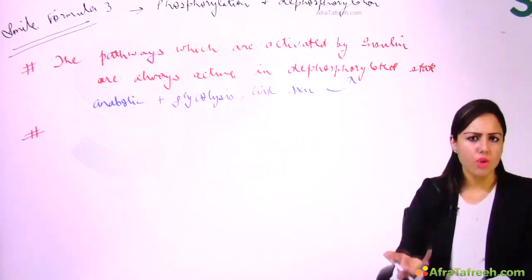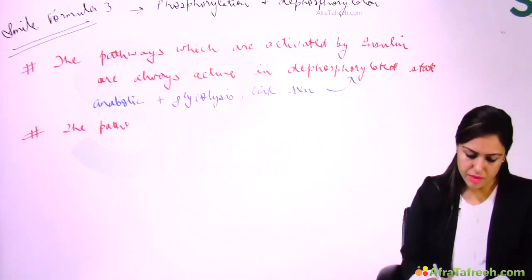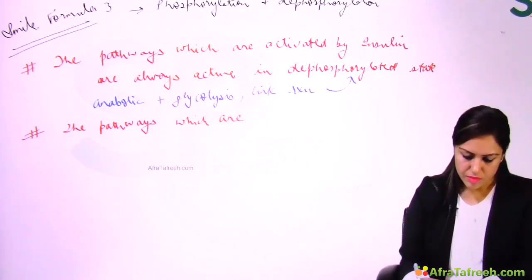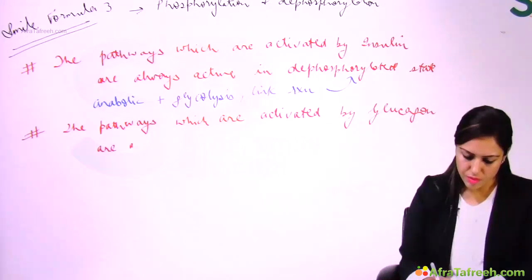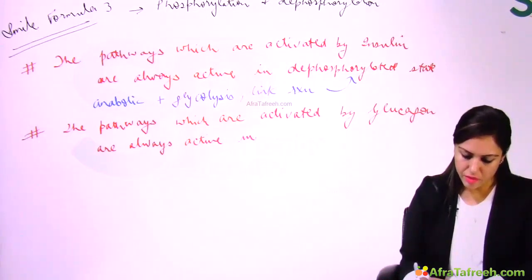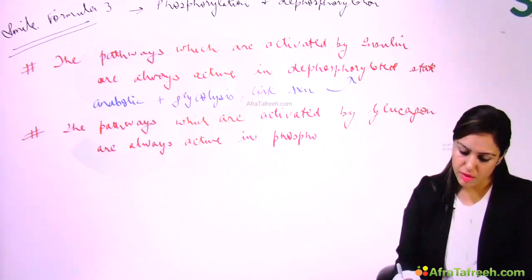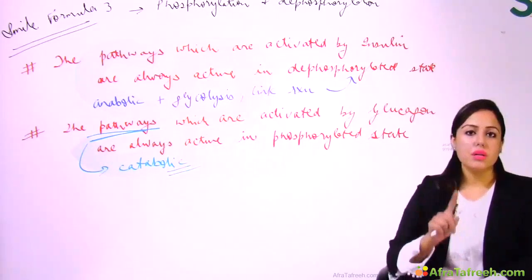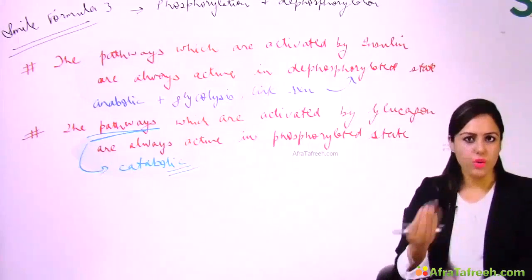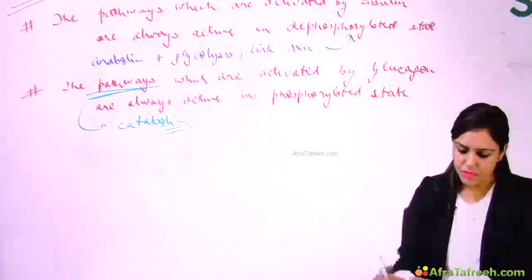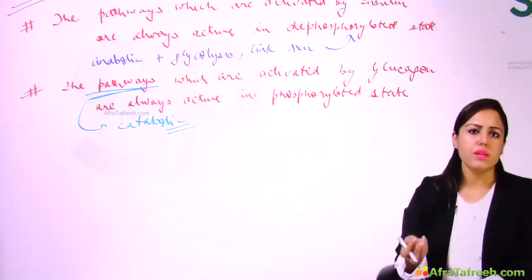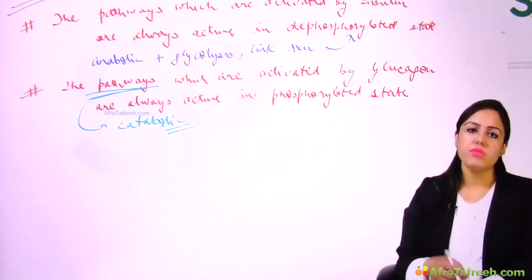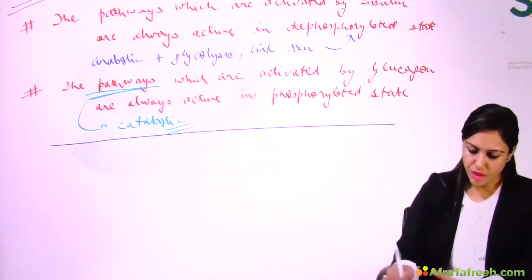Let's write down the exact opposite of this. The pathways or enzymes which are activated by glucagon are always active in which state? You know that? Exact opposite. They are active in phosphorylated state. And you know which are these pathways? These are catabolic pathways, but do not consider glycolysis and link reaction here. You already know that exception, right? So this is done, that anabolic pathways are active in dephosphorylated state, and most of the catabolic pathways are active in phosphorylated state. But we have one exception here.